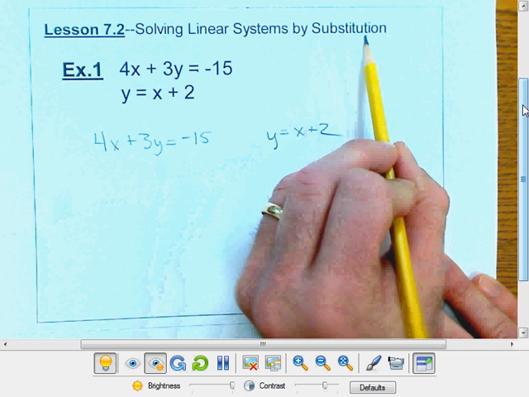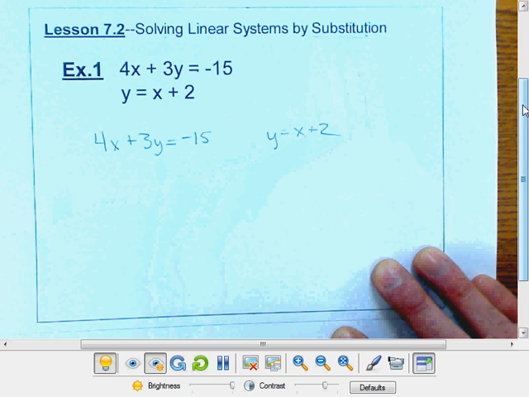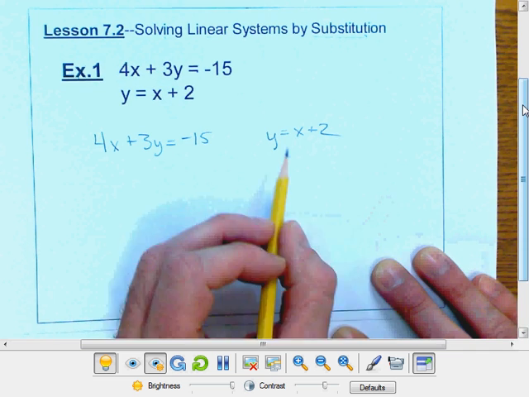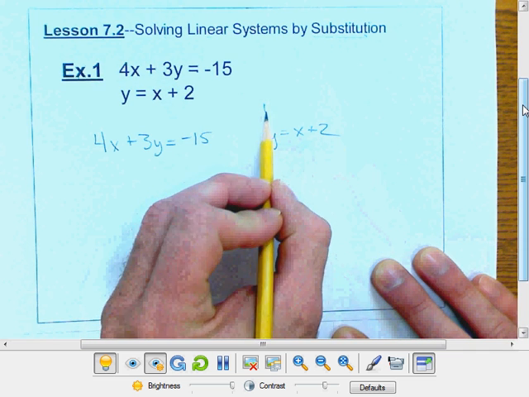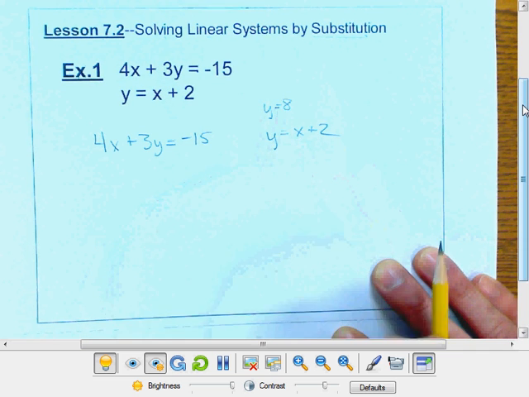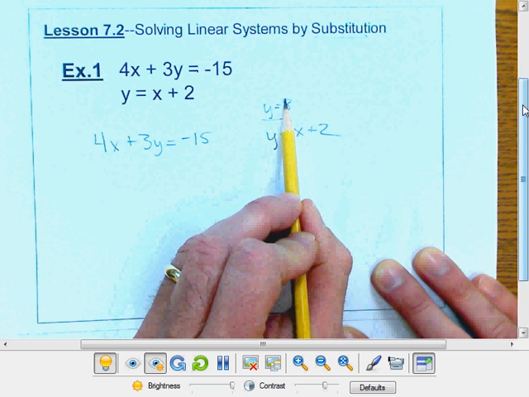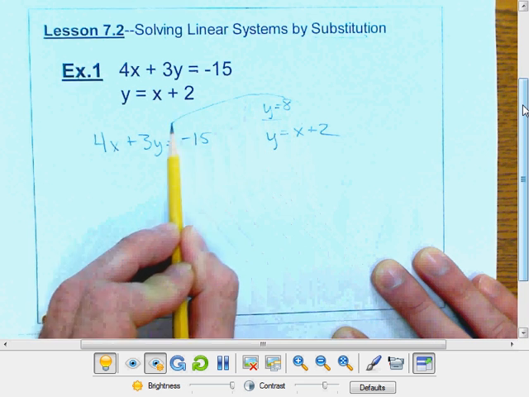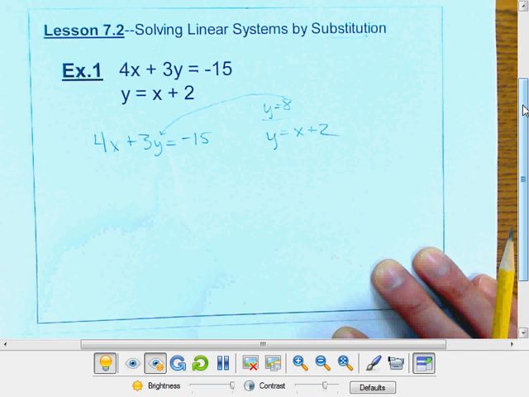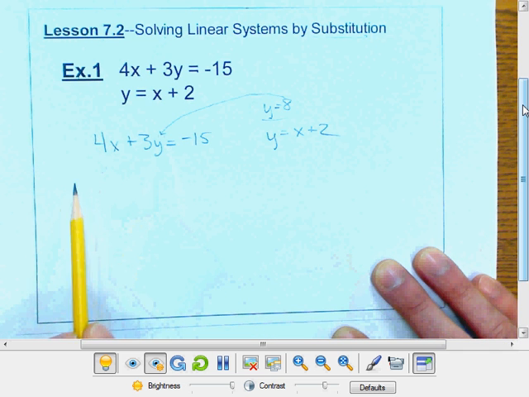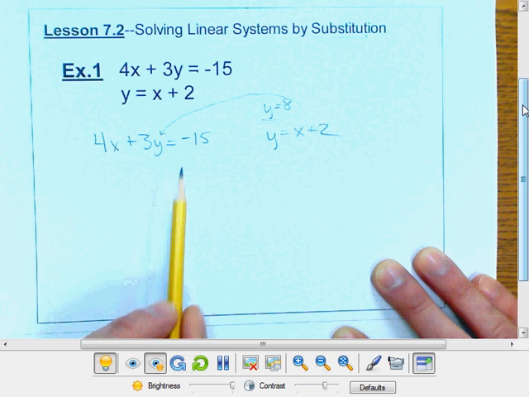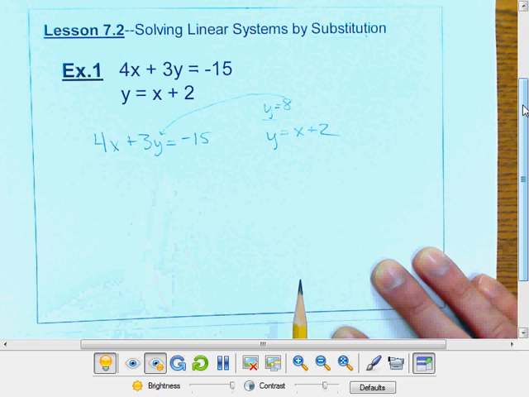As far as substitution, you guys have done substitution before, just not quite like this. You're used to seeing it where maybe y equals something like 8. And if you saw y equals 8, you'd know you're going to bring this 8 over here and plug it into this equation for y. And then you'd end up writing down here 4x plus 3 times 8 equals negative 15. And then that's an equation that can be solved for x.